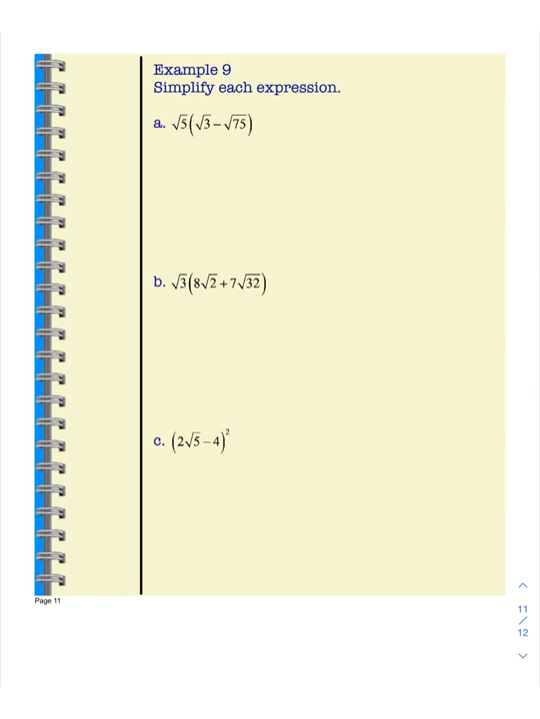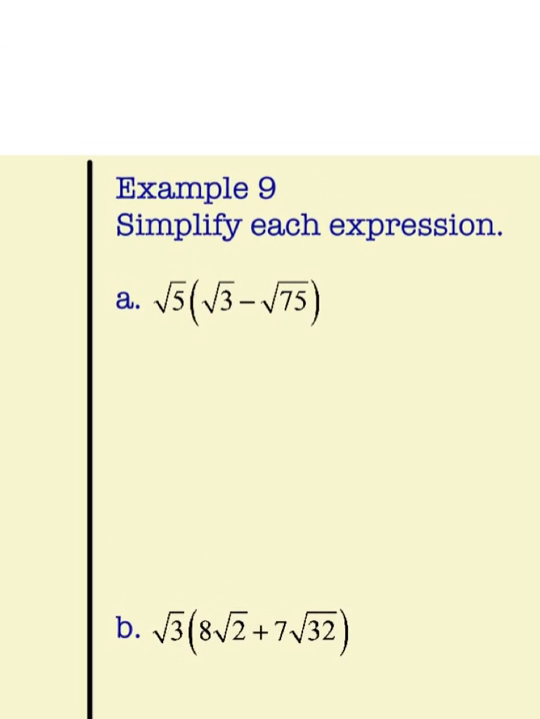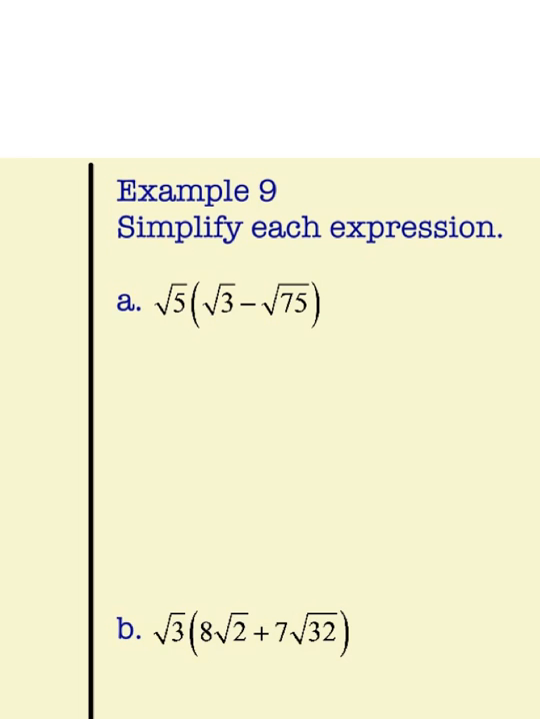All right, example 9. We are going to simplify each expression. So to simplify, when there's a number outside parentheses, we're still going to distribute just like we would if they were not radicals. So now we have the square root of 5 times the square root of 3 minus the square root of 5 times the square root of 75.